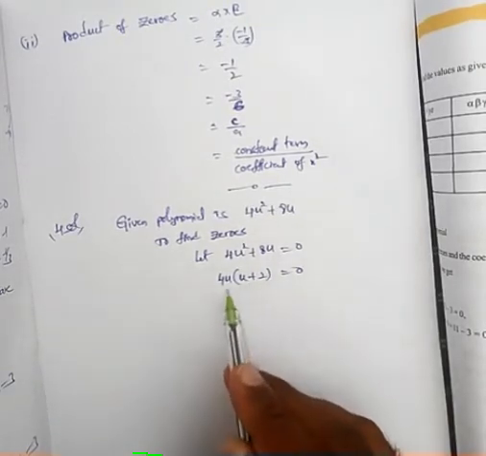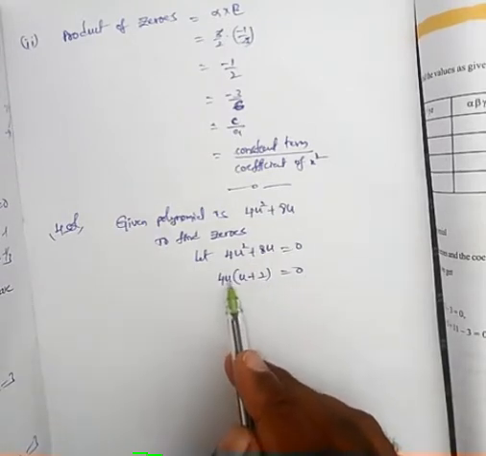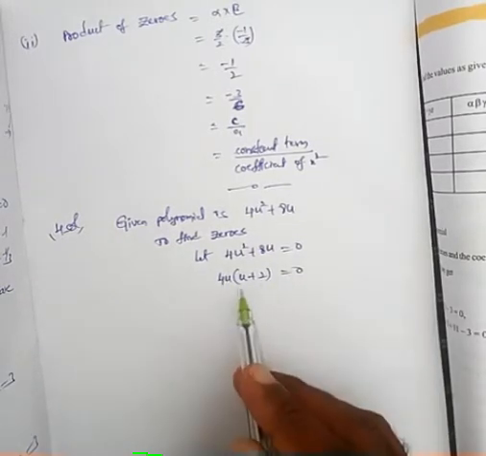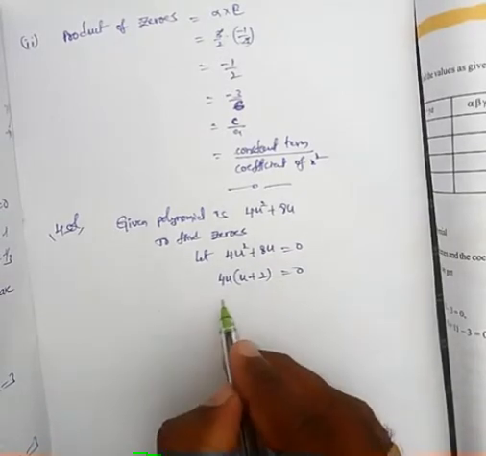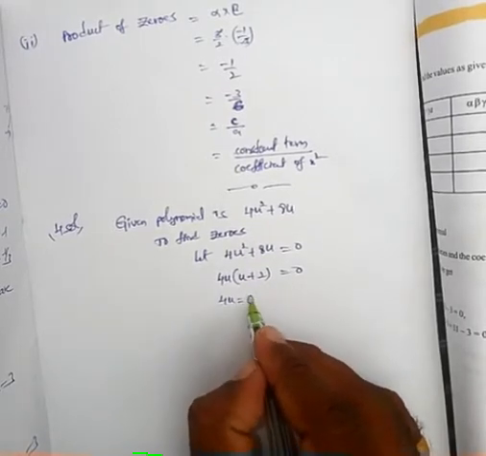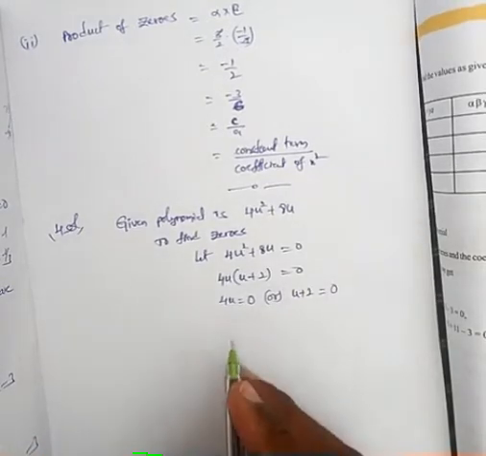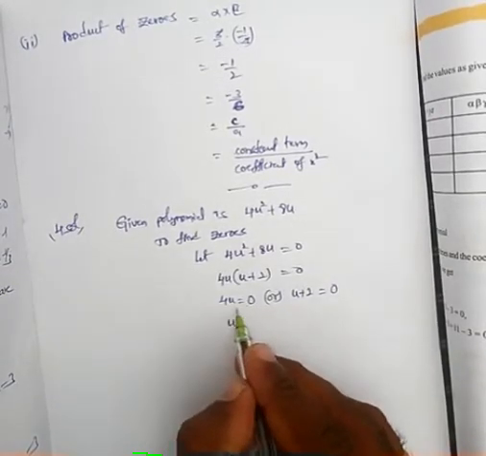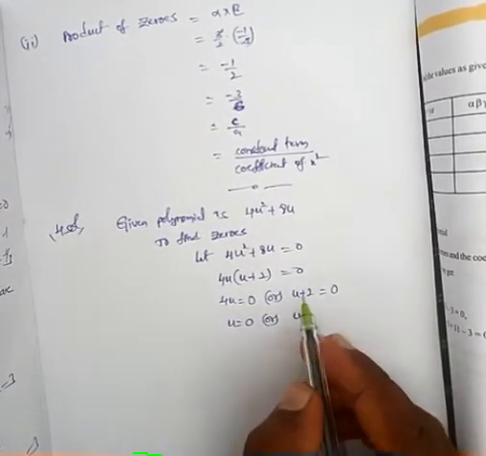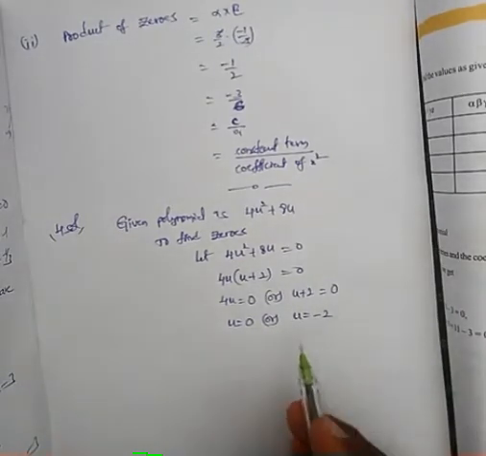Children, if you observe this, the product of 4u and u plus 2 equal to 0 means in the two terms maybe 4u equal to 0 or u plus 2 equal to 0. That's why equal these two terms with the 0. 4u equal to 0 or u plus 2 equal to 0. And if you simplify this, you can get from the first one u equal to 0, or in the second one u equal to minus 2. That means here the zeros are 0 and minus 2.